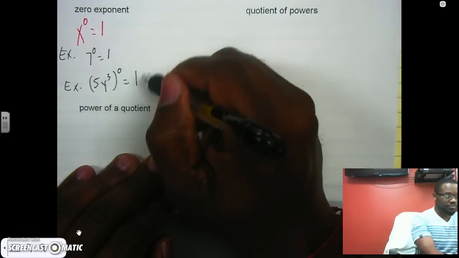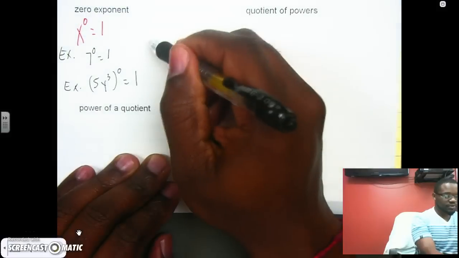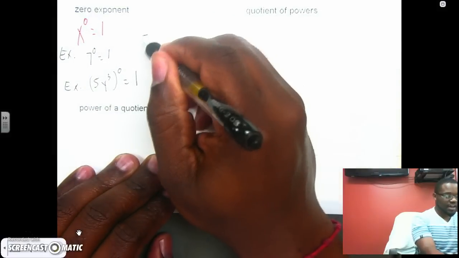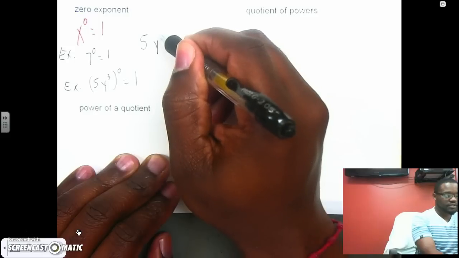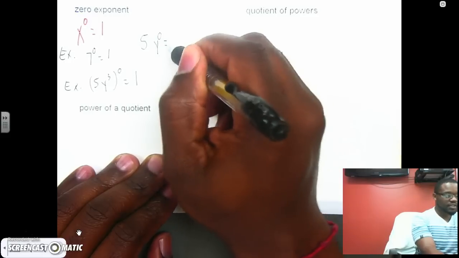However, if I gave you this problem, I'm going to write this one over here. If I said 5y to the 0 power, this equals 5.